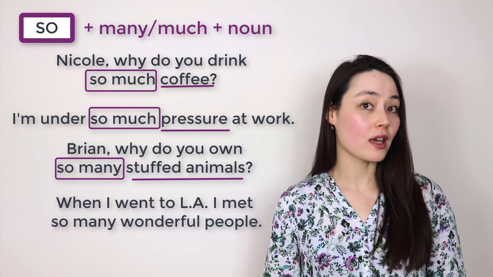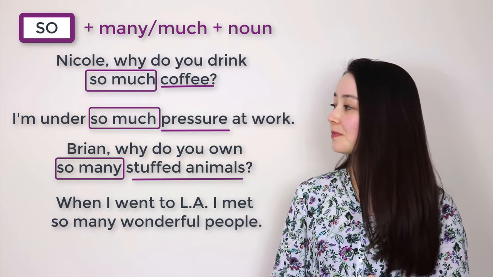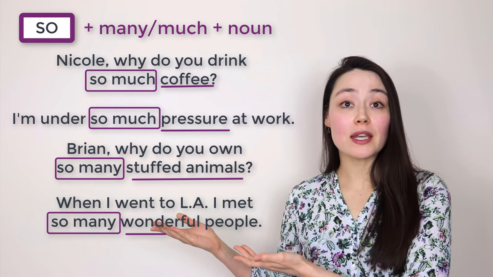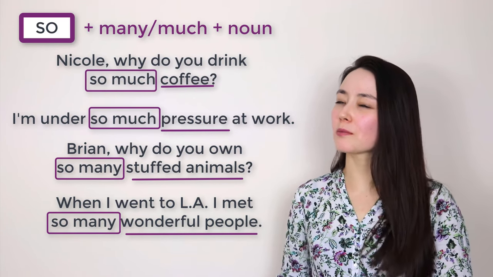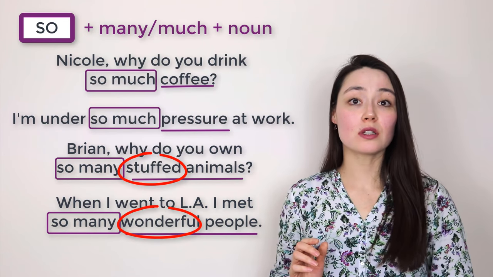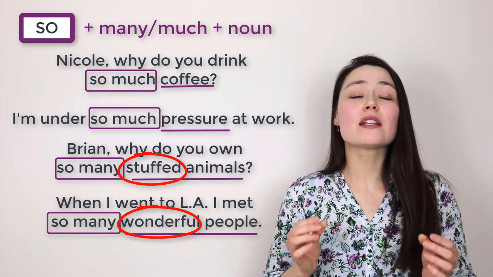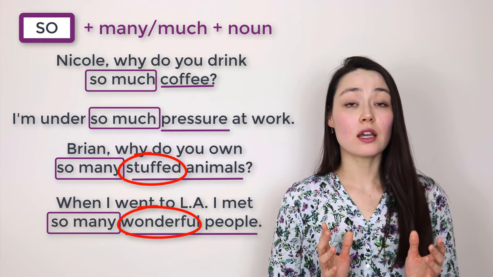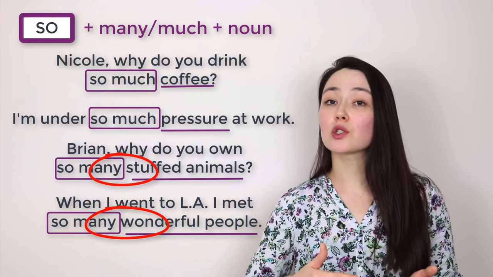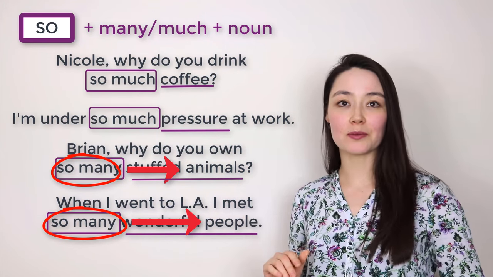When I went to LA, I met so many wonderful people. So many plus countable noun, people. As you can see in the last two examples, I have an adjective in the middle, but that's okay. It's very important to understand: if you use so many, so much, you must have a noun.